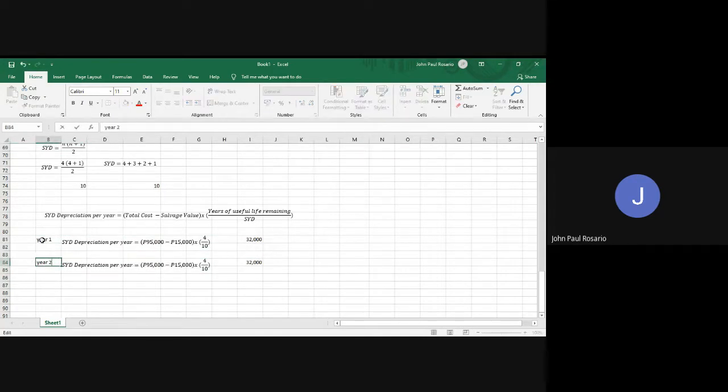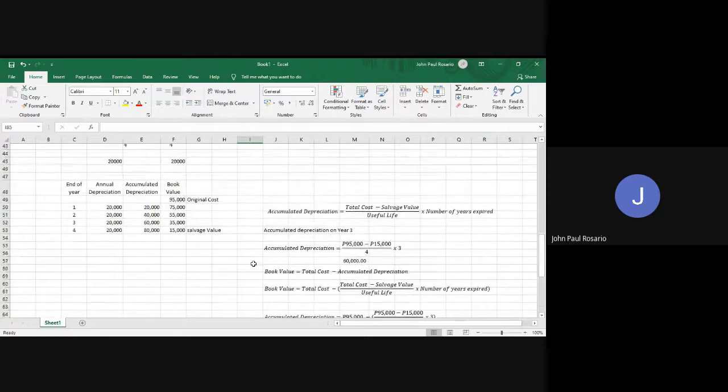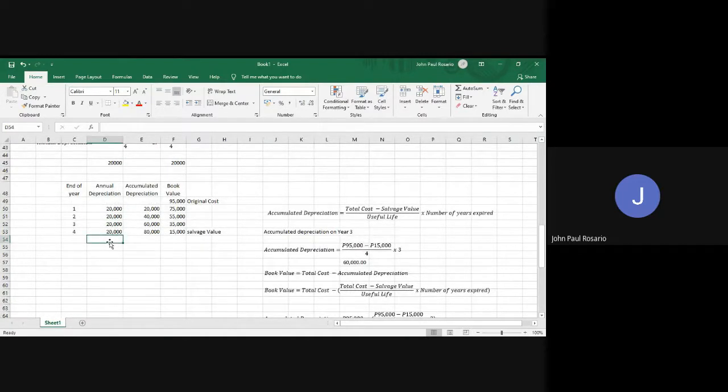On year two, your SYD depreciation would be, now that would be 4 minus 1, which is 3. So 3 years remaining, so that would be 80,000 times 3 over 10, which is 24,000. Then before I forget, here in your table, the total of your annual depreciation should equal your total depreciable amount.